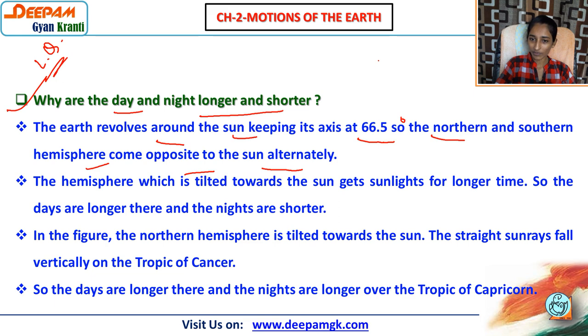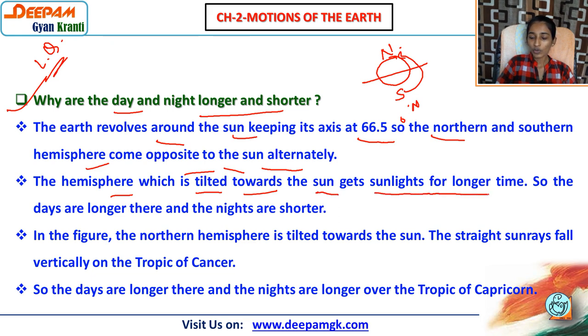You know very well that we had already discussed this in the previous video. So the northern and southern hemispheres come opposite to the sun alternately. Sometimes the north comes forward, upper side, then the south comes downside. Sometimes the south comes upper side and then the north comes downside. The hemisphere which is tilted towards, tilt means slightly bent, the sun gets sunlight for a longer time.